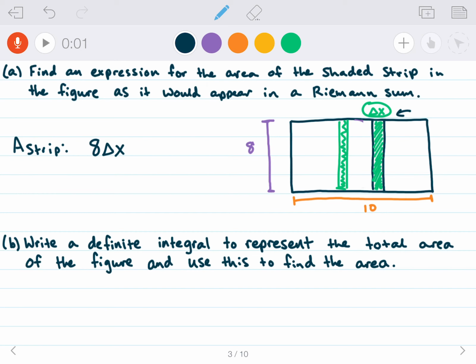All right. So part B says, write a definite integral to represent the total area of the figure and use this to find the area. So delta x is the same thing as dx when we set up the integral. It's just a very small change in x. So I like to start with that. Because I have that delta x, I know that I'm integrating with respect to x. And that's my width. So my height should be a function of x, right?